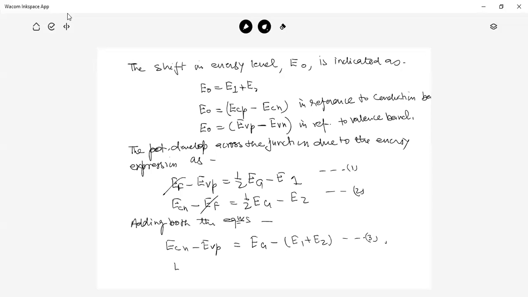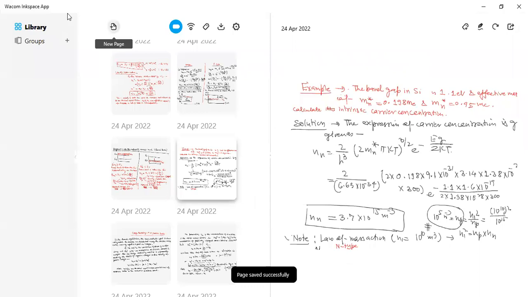So E1 plus E2, which is E0, is equal to EG minus (ECN minus EVP). This is equation 4. So E0 is equal to how much? This E0 is equal to EG minus (ECN minus EVP).